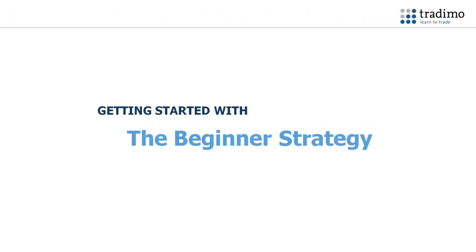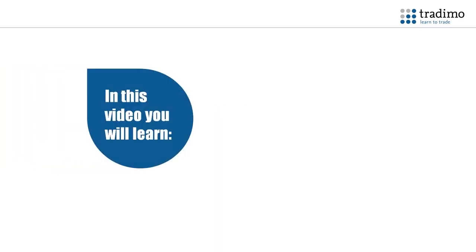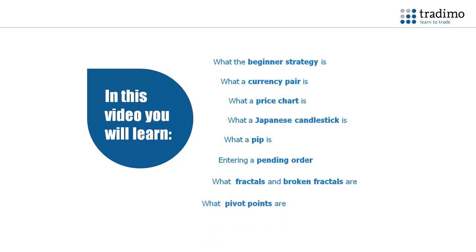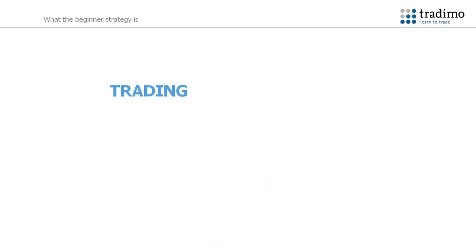In this video, you will learn how to trade using the beginner strategy. In this video, you will learn what the beginner strategy is, what a currency pair is, what a price chart is, what a Japanese candlestick is, what a pip is, entering a pending order, what fractals and broken fractals are, what pivot points are. Forex trading is a simple concept.